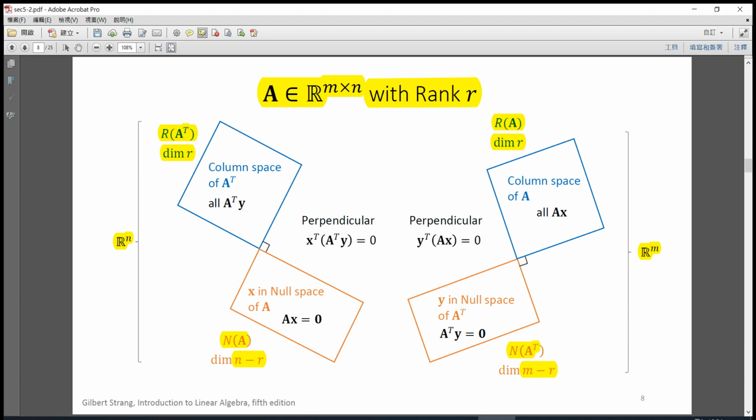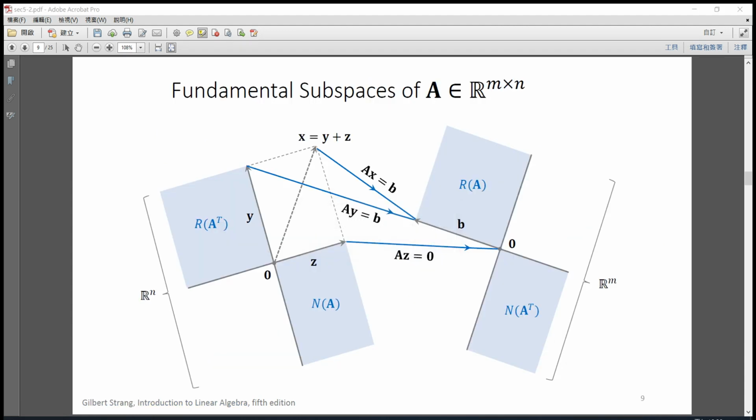This figure is from the book Introduction to Linear Algebra, written by Gilbert Strang. I will use the figure on page 9 of the slides to visualize some of the results we have learned. This figure is from the book written by Gilbert Strang.